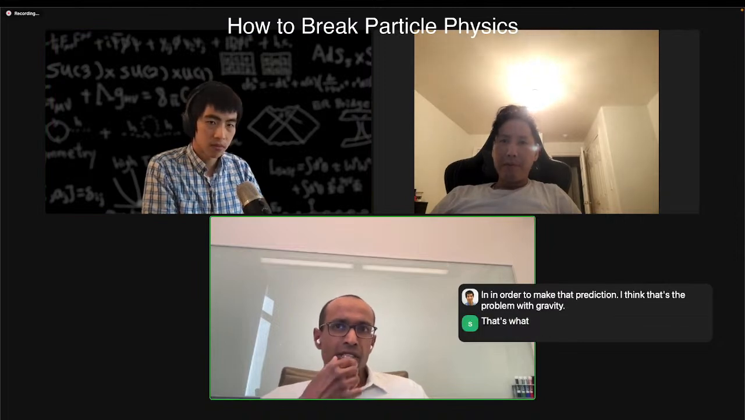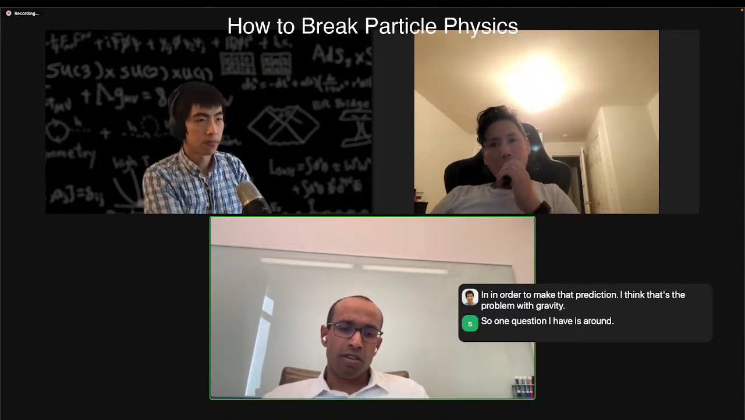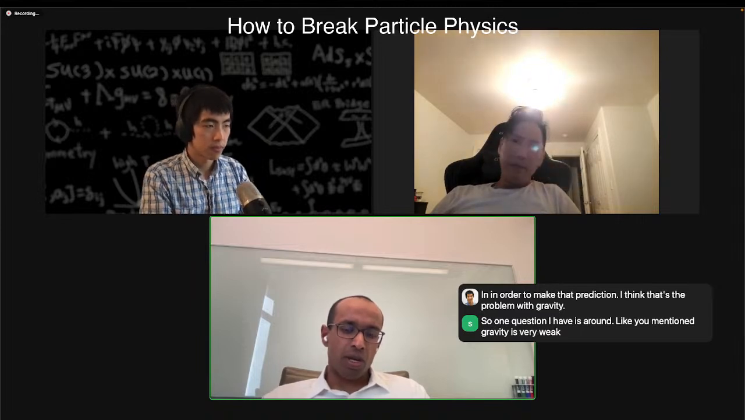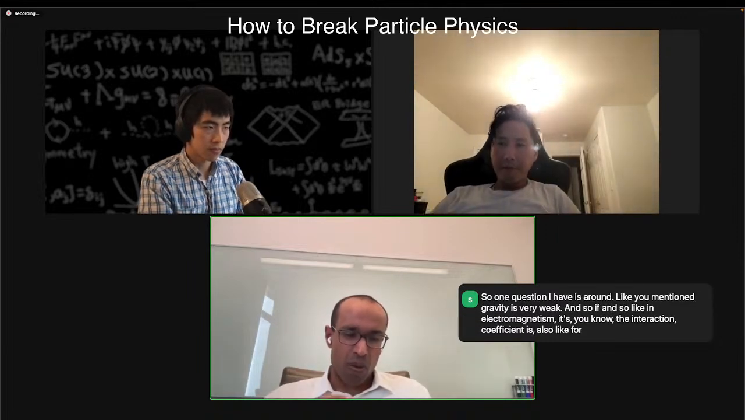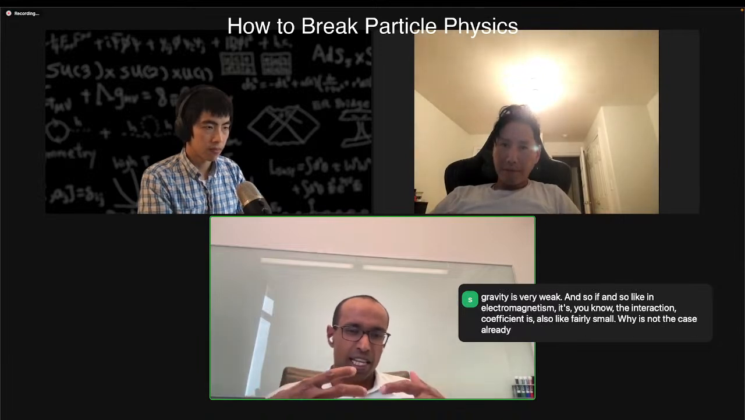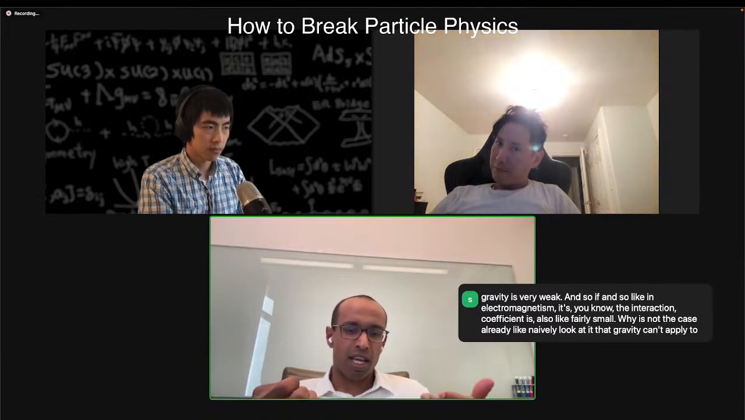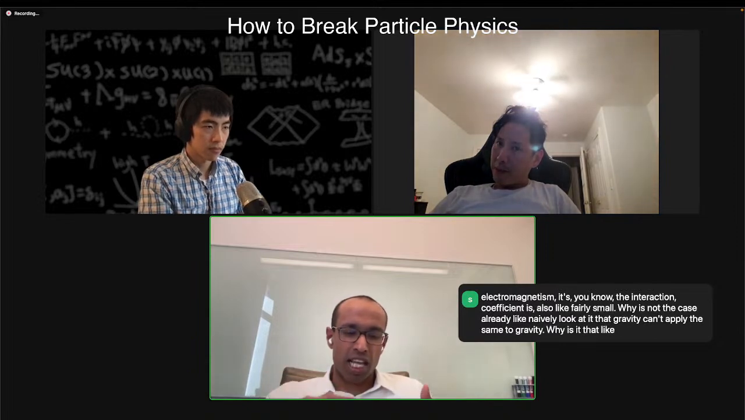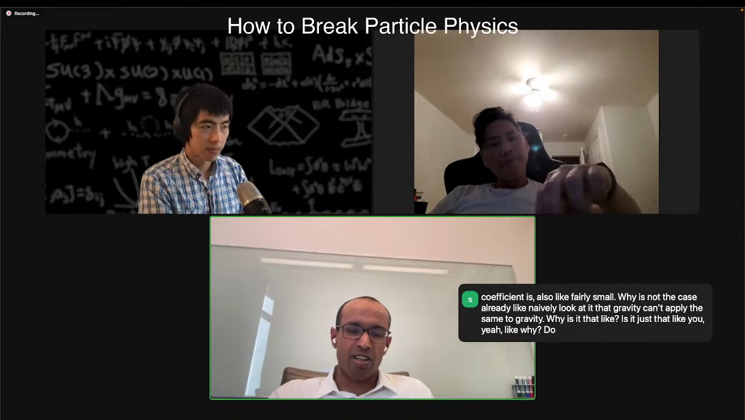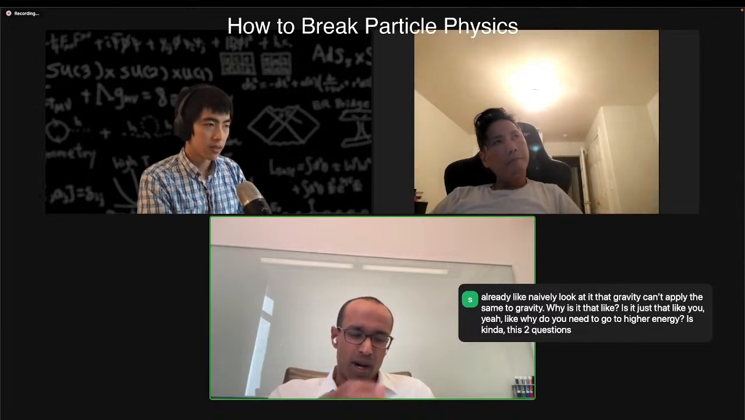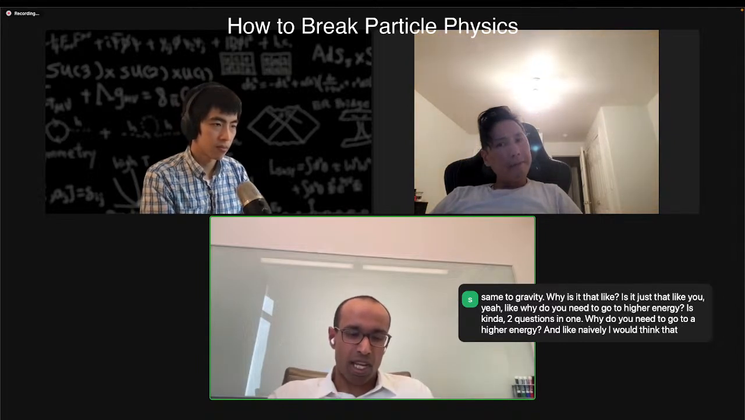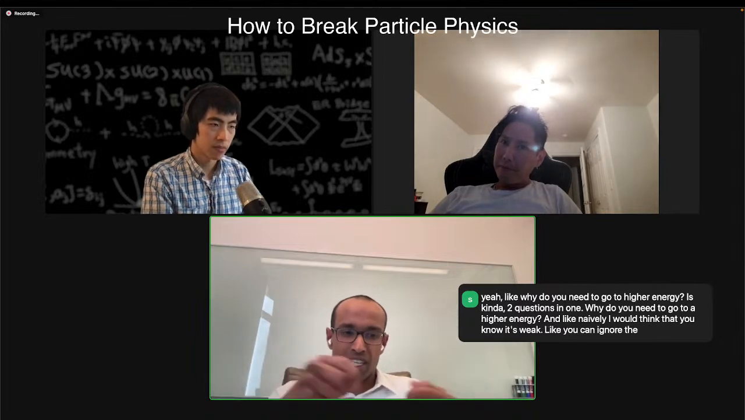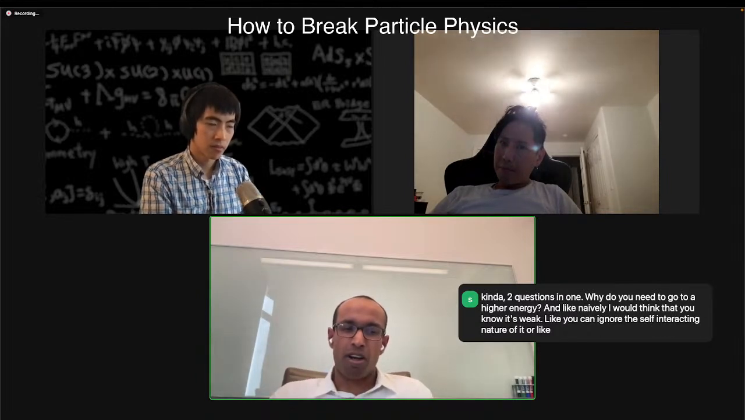So one question I have is, you mentioned gravity is very weak, and in electromagnetism the interaction coefficient is also fairly small. Why is it not the case, if I naively look at it, that the same applies to gravity? Actually there are two questions in one. Why do you need to go to a higher energy? Naively I would think that since it's weak, I can ignore the self-interacting nature of it, or I could break it apart.